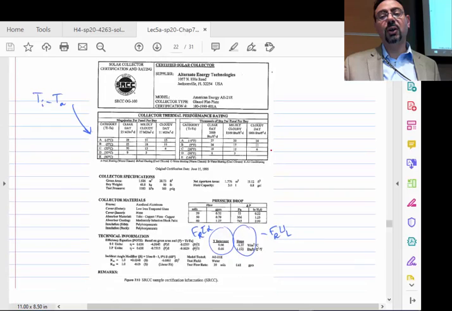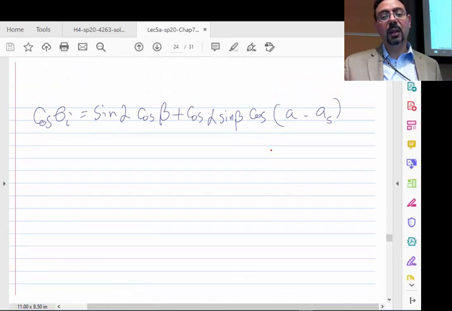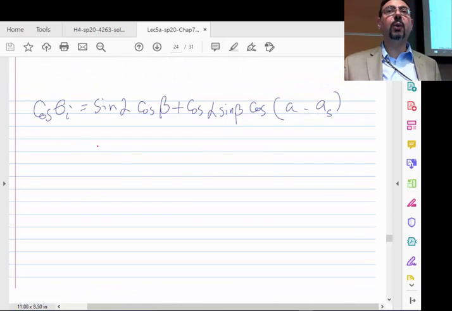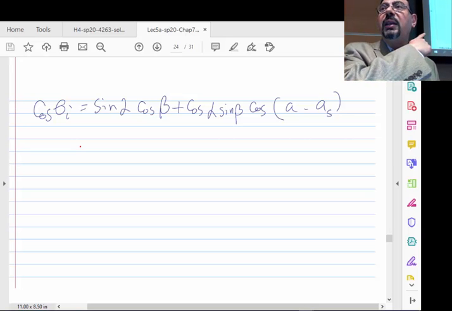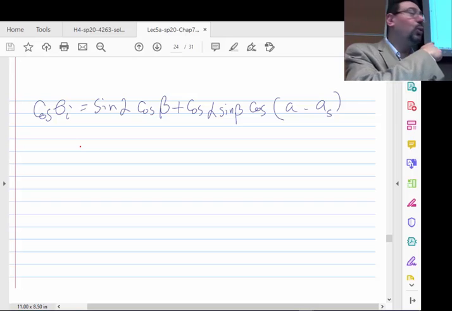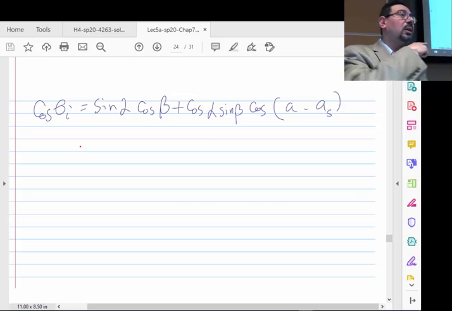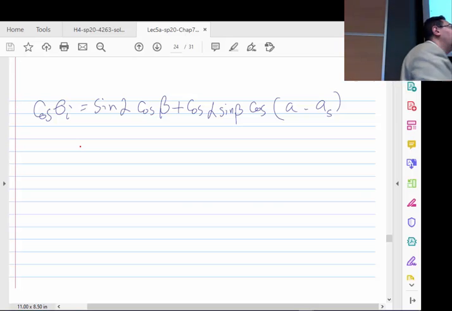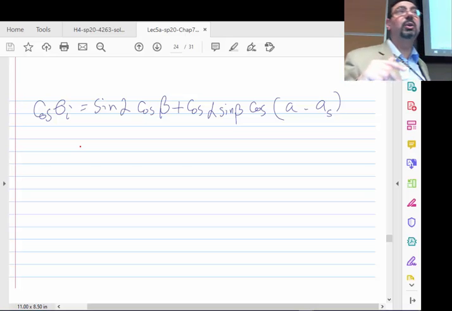Okay. All right. So this is the equation. If you didn't write this at the back of your book, this is the theta I equation. This needs to go in the cover of your book, because with that theta I you can calculate the K, the incident angle modifier.